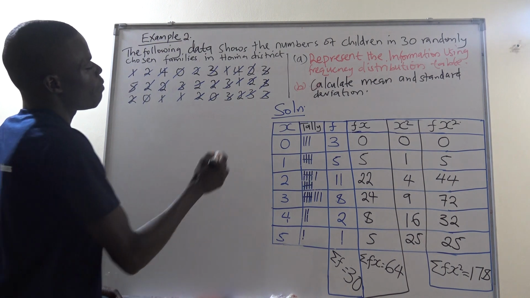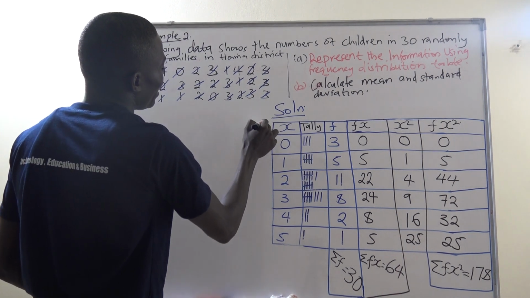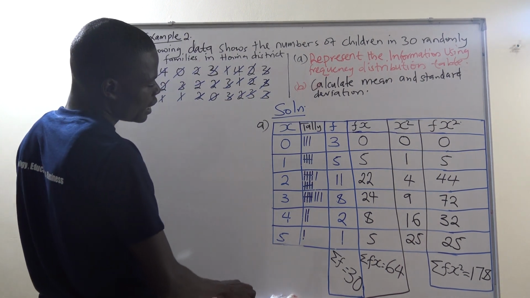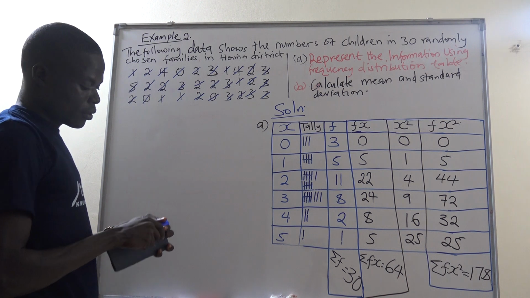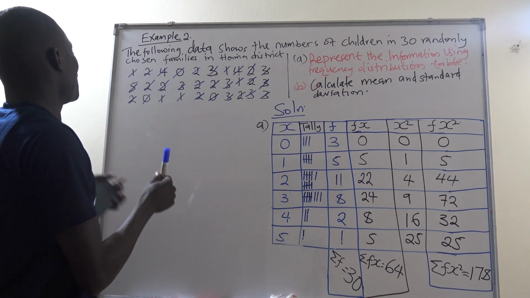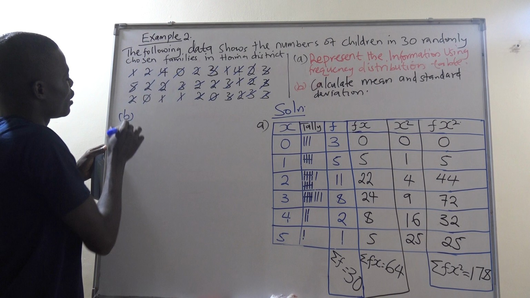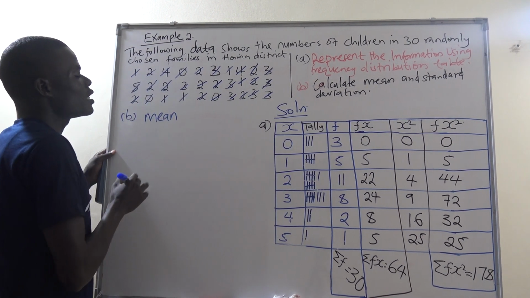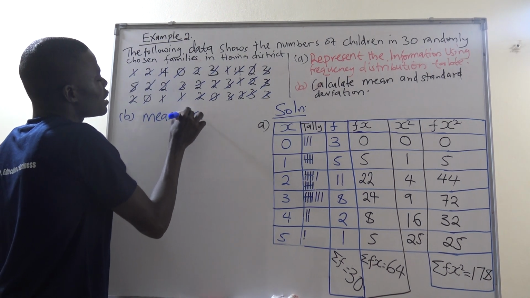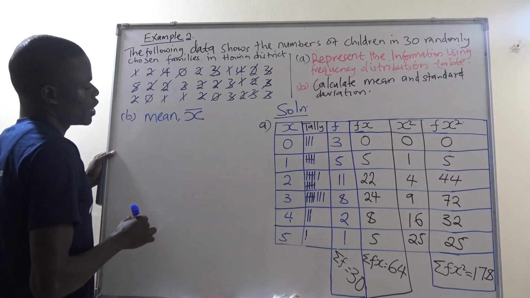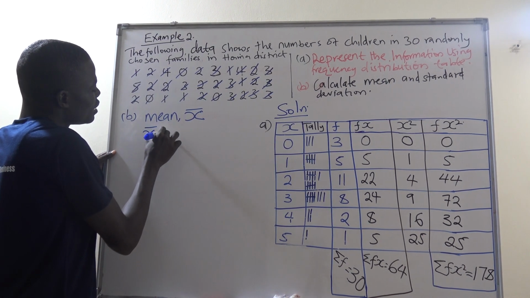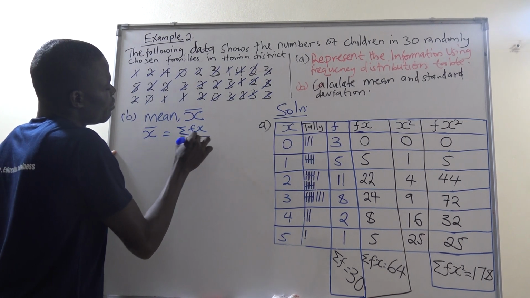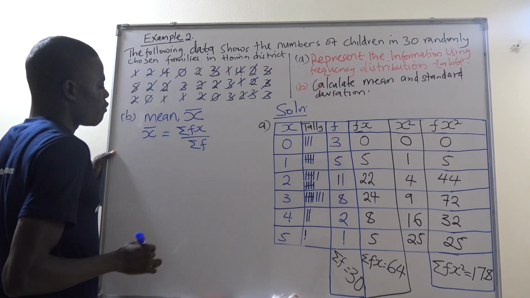That is part B. This one was part A. So that's how we are done with part A. So for part B, they are saying to calculate the mean. But we said the mean, we denote it as x bar. So our x bar is given by summation of fx divided by summation of f.